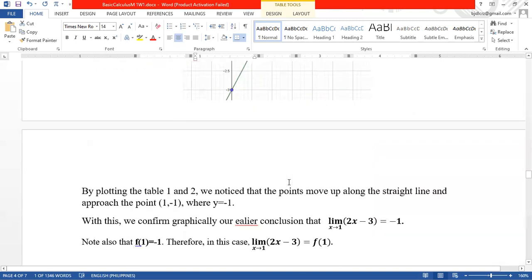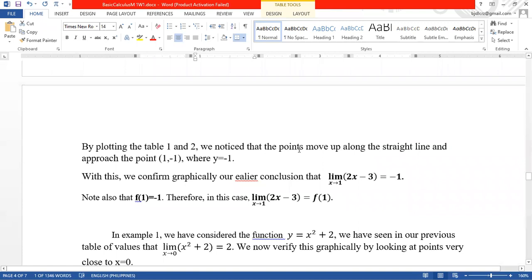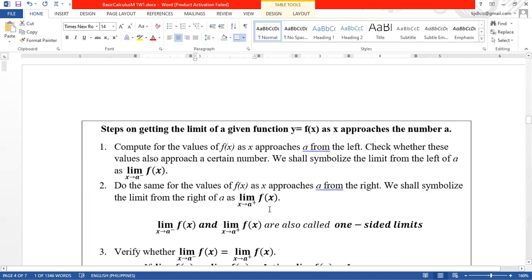Again, by plotting the table 1 and 2, we notice that the points move up along the straight line and approach the point 1, negative 1. Where y is equal to negative 1. With this, we confirm graphically our earlier conclusion that the limit of 2x minus 3 as x approaches 1 is equal to negative 1. So note also that f of 1 is equal to negative 1. Therefore, in this case, the limit of 2x minus 3 as x approaches 1 is equal to f of 1. Why? Ano siya? Equal to f of 1.